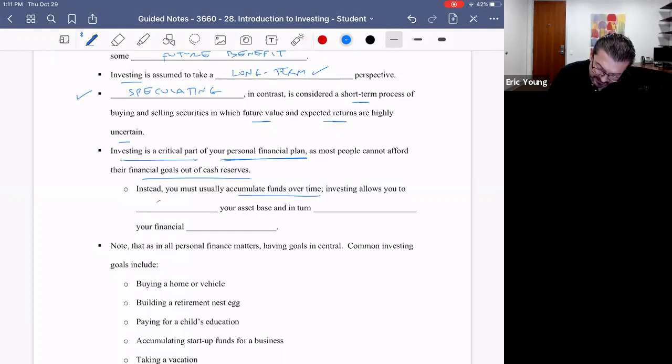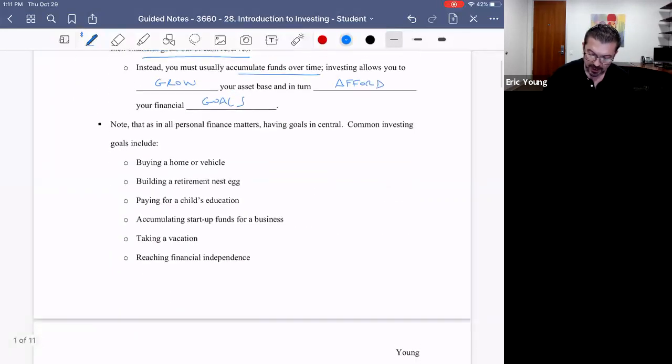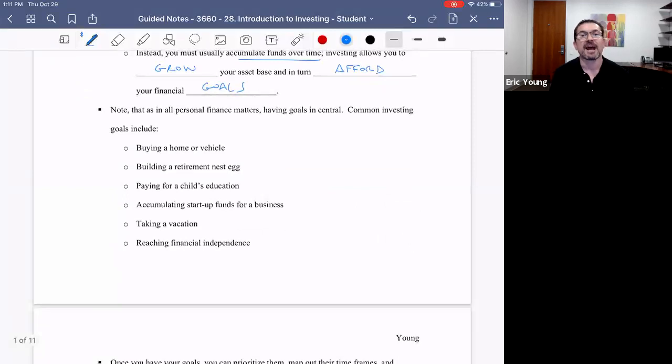It's investing that allows you to grow your asset base and in turn live the great life that you deserve by being able to afford your financial goals. Okay. Note, of course, that as in all aspects of personal financial planning, as I lay it out to you, goals are central. What are some of the common investing goals that people have?